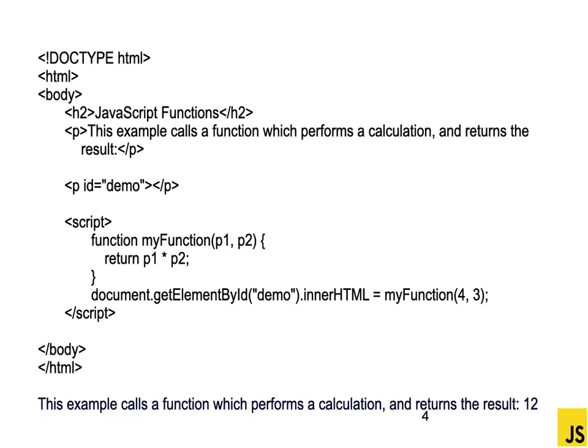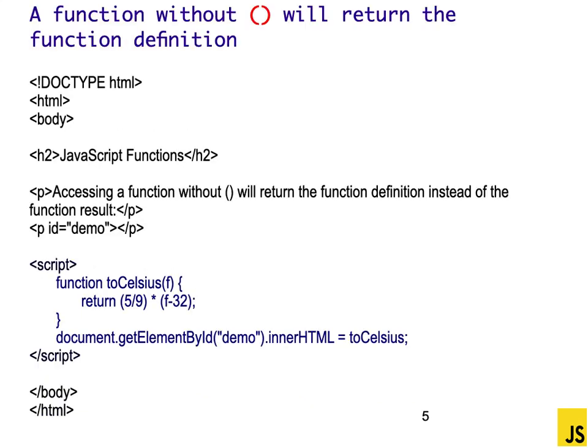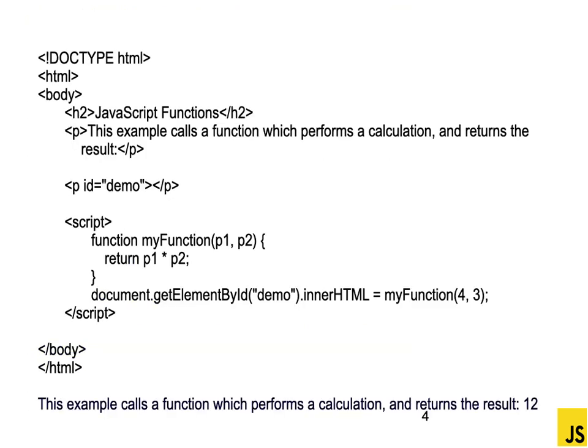That's it. Now we will see another example. A function without parentheses will return the function definition. Suppose we are invoking a particular function without the parentheses. Then what will happen? It will return the function definition. For example, in the previous case, we have function myFunction(p1, p2).